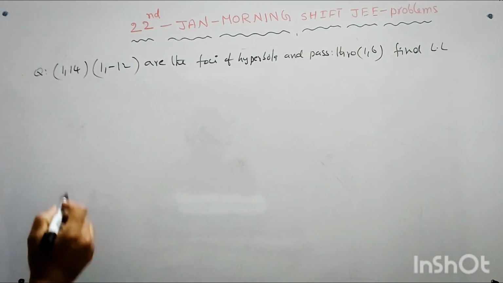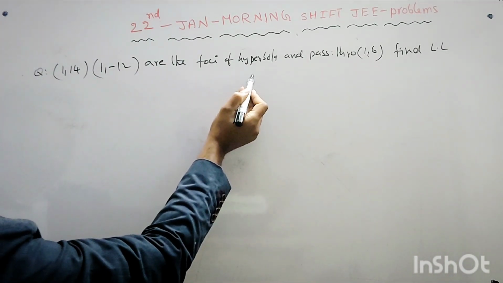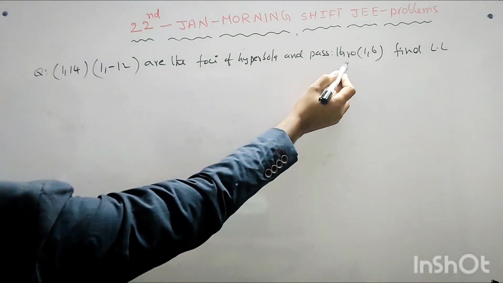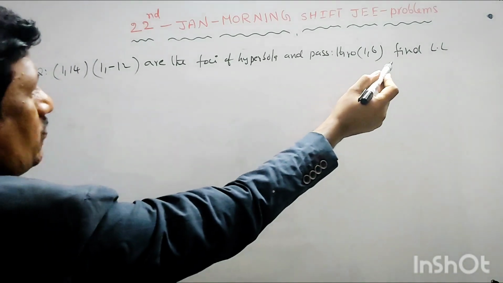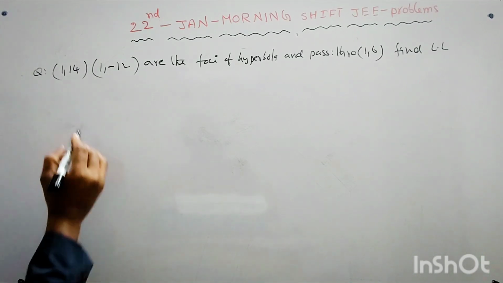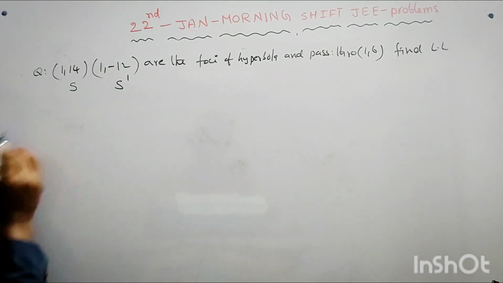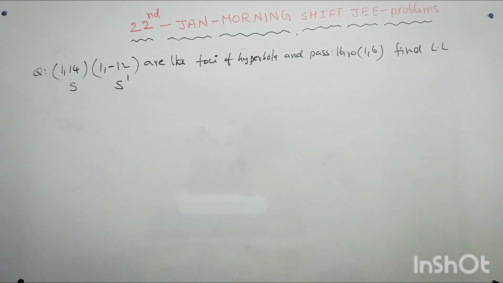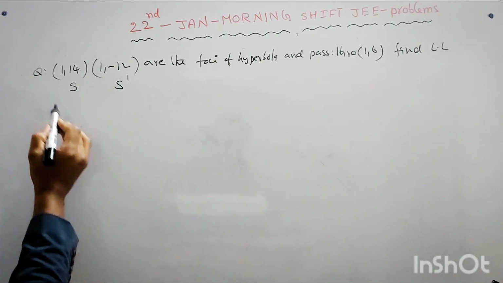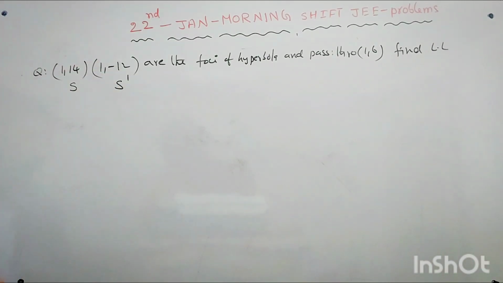The question is: these two are the ends of the foci of this hyperbola, and the hyperbola is passing through the point (1, 6). It is asking for the length of the latus rectum. Take this one as S and this one as S dash. These both are foci. In these foci, the x values are equal, the y values are different.